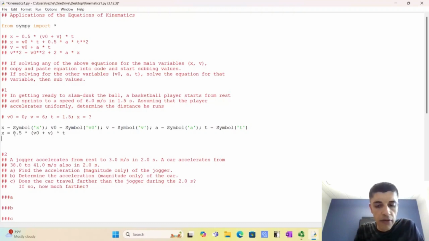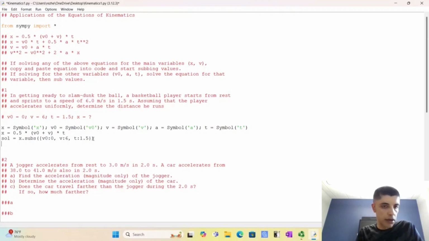now we're going to create a variable called solutions, and this equals what we solve for. So in this case it is x dot subs, and in the parentheses there, we're going to have substitutions. So v naught is 0, so that's v0, colon 0 here. And then make a comma here, and then v is 6, and then comma t colon 1.5. All right, so now we're going to close the parentheses like so.